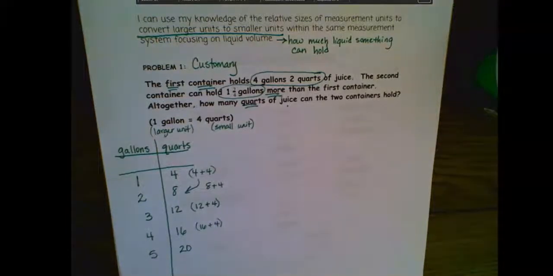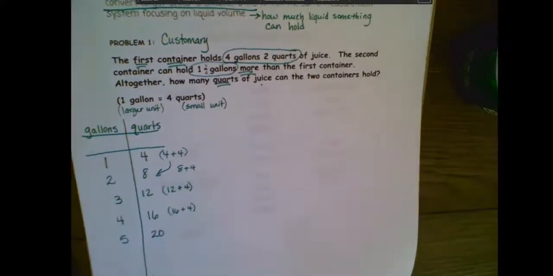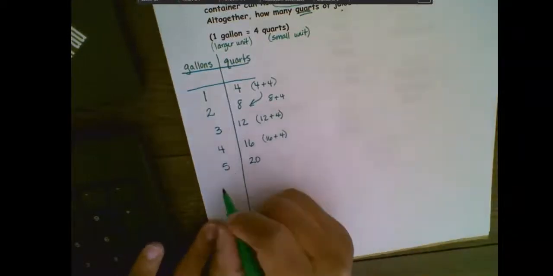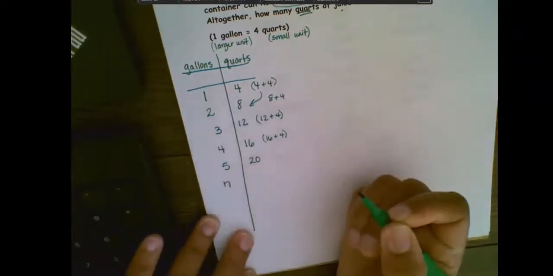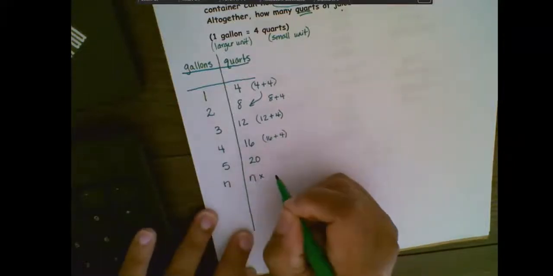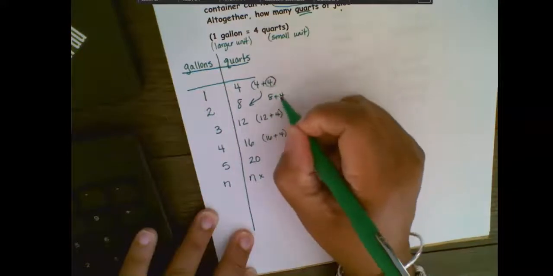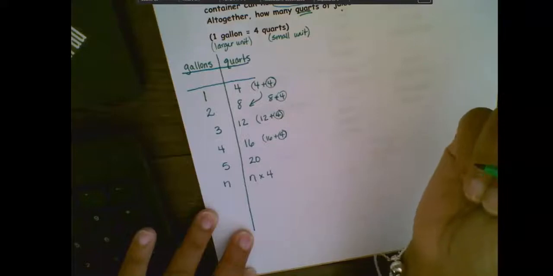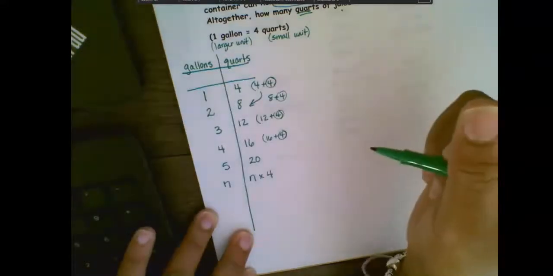Now, I could keep going all the way down, but I don't need to, because I know that I can represent my gallons with N, and N times 4 equals how many quarts I would have.